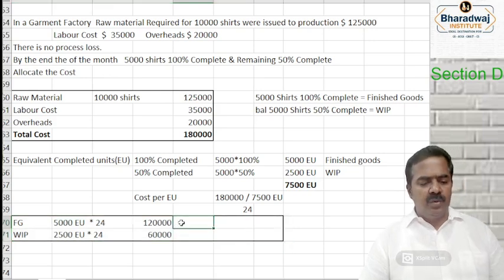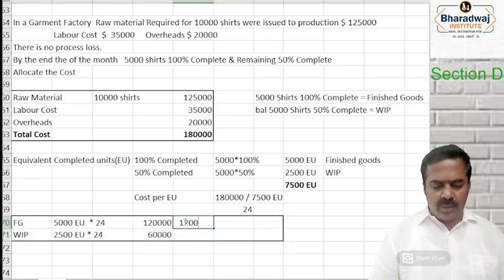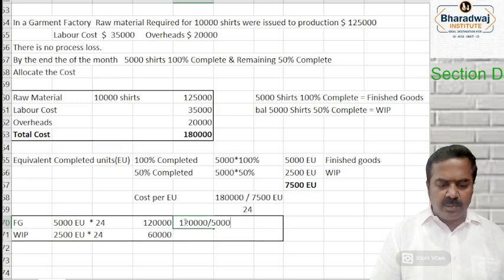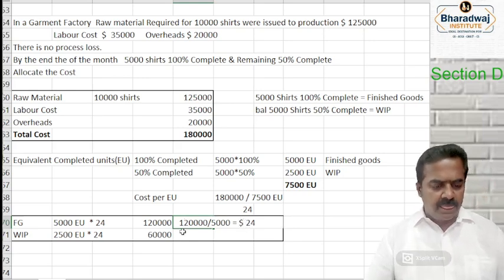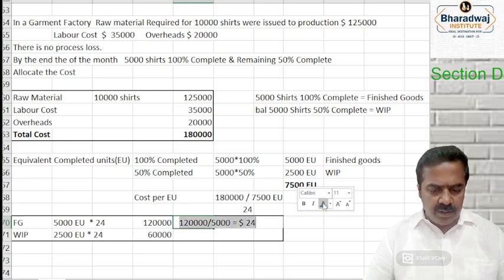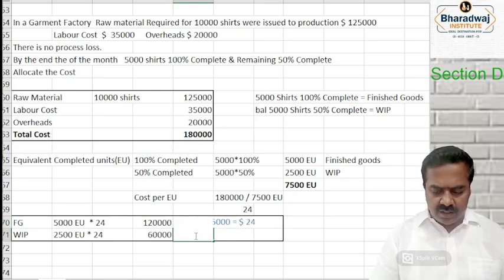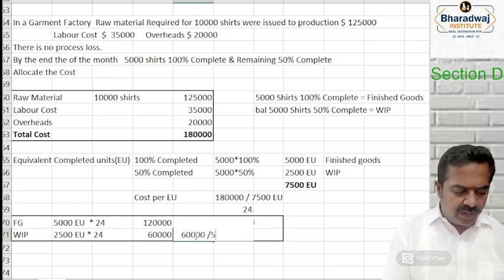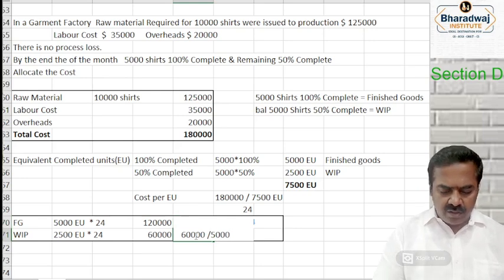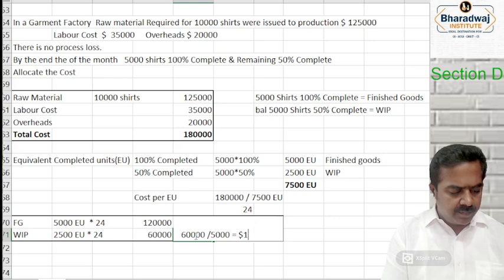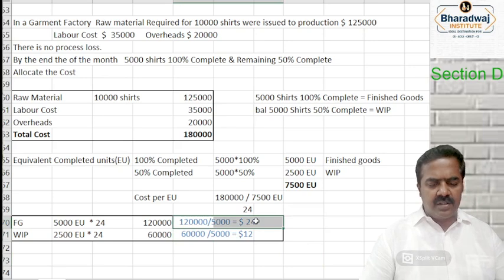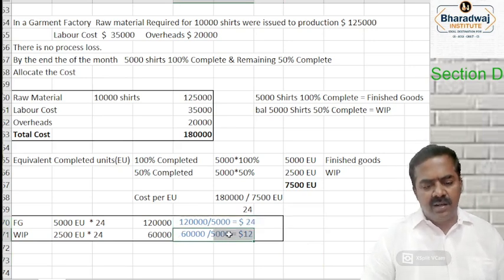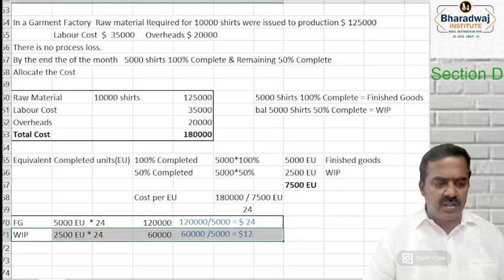If you work out the cost per unit, this 1,20,000 is for 5,000 completed shirts, so you get $24 per shirt. For incomplete units, 60,000 divided by 5,000 gives $12 per unit. Very simple. For 100% completed work, full cost is assigned. For partially completed units, partial cost is assigned.